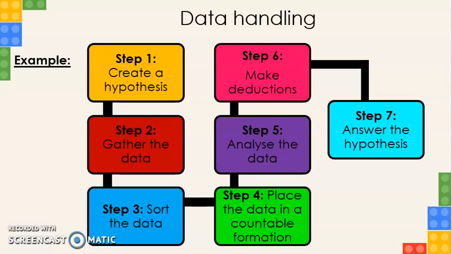Step 4. Place the data in a countable formation. Learners put the data in a countable format. Step 5. Analyze the data. Pictures that represent the real data are pasted onto a pictograph board. Step 6. Make deductions. Learners make deductions, for example, 5 papers and 3 tins were wasted. And step 7. Answer the hypothesis. Learners answer the original statement, we waste more paper than tins.